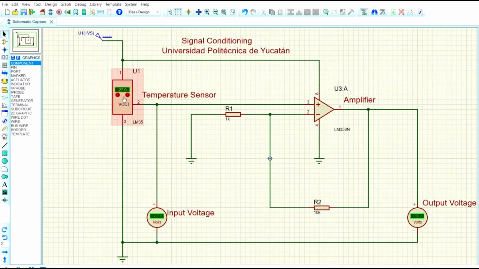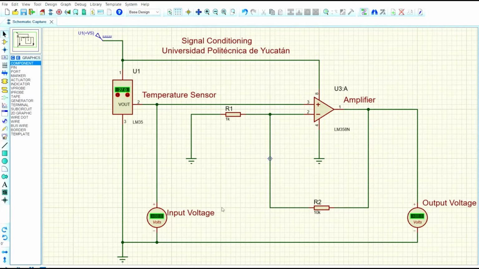The sensor is at 27 degrees Celsius, and it has been powered with a DC source of 5 volts. It works in a range of 4 to 30 volts, so it's no problem working with 5. Also, the amplifier is powered with the same source and grounded, both of them, in their respective pins.